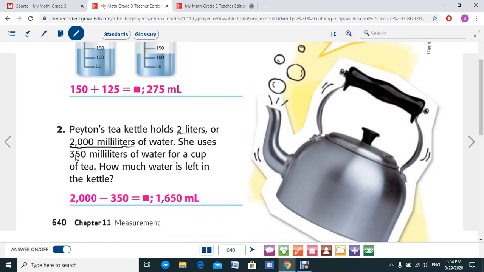So she uses 350 milliliters of water for a cup of tea. How much water is left in the kettle? So she has 2000. She used only 350. So we will subtract 350 from 2000 to know how much water is still there. And the answer is 1650 milliliters.